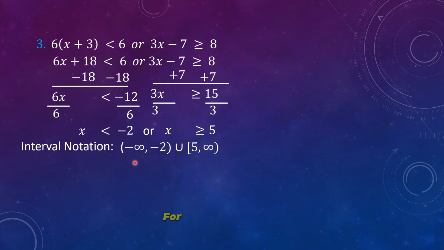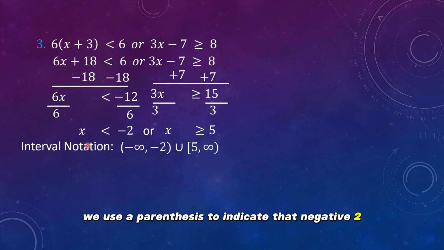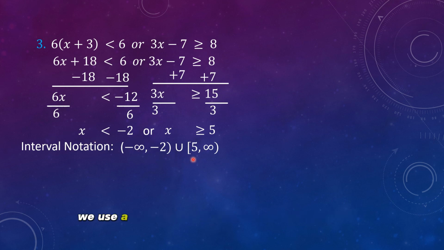parenthesis. For negative infinity, we always use a parenthesis. For negative 2, we use a parenthesis to indicate that negative 2 is not a value of x. For 5, we use a bracket to indicate that 5 is a value of x.